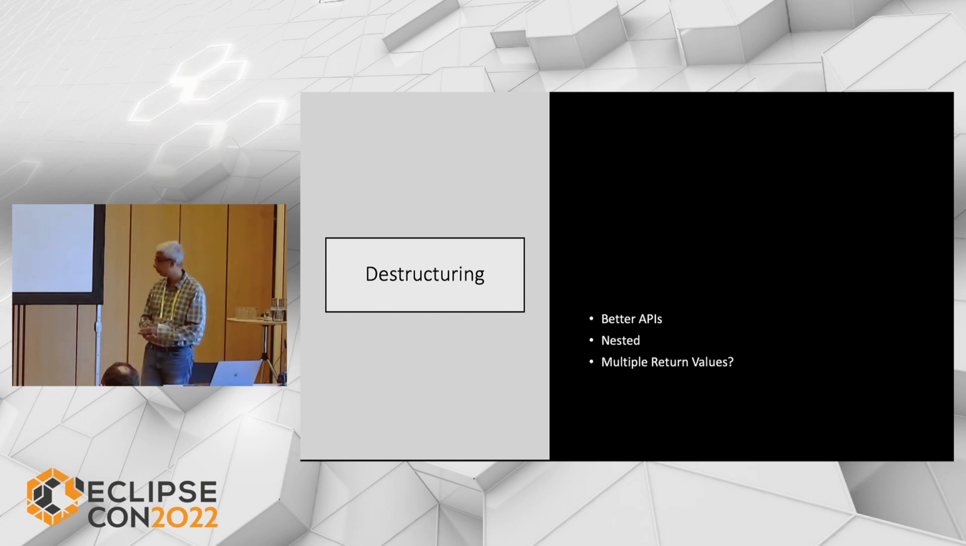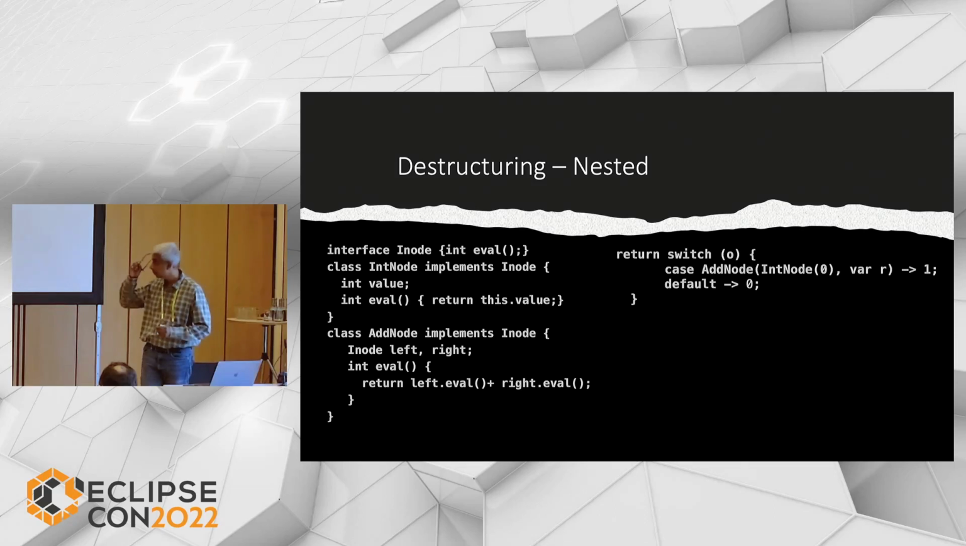So what does destructuring provide? It provides better APIs. When I say better APIs, you don't have to write too many APIs. Say if this is a circle, then you do this. No, you can use destructuring directly using the type. And it becomes more powerful when you think of nested structures and multiple return values. Let's just skip. This is a little involved example where I have an interface INode, and it implements InNode and AddNode.